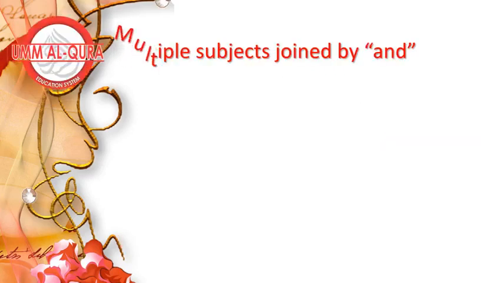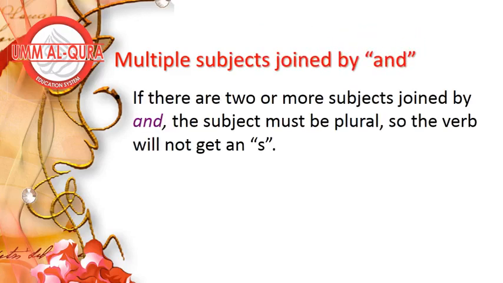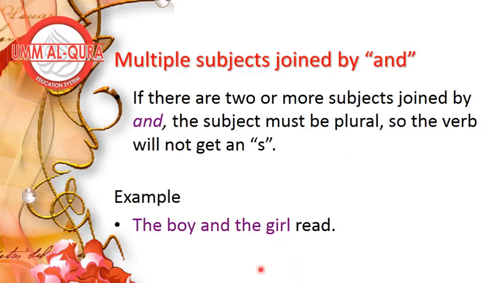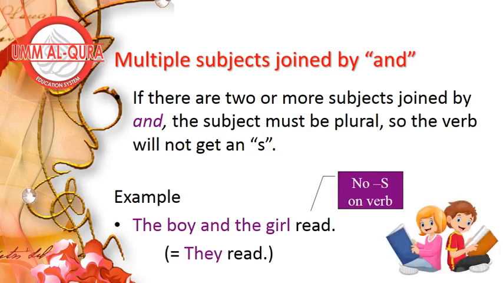Now move on. Multiple subjects joined by and. If there are two or more subjects joined by and, the subject must be plural, so the verb will not get an s. Okay, how will you understand that? Here are a few examples. The boy and girl read. The boy and the girl, there are two, so read doesn't have any s. It will become they read.